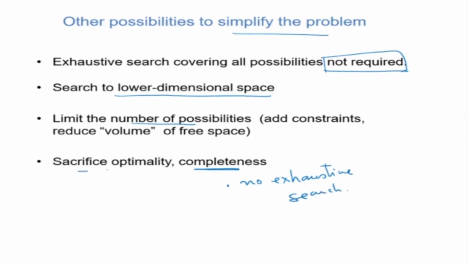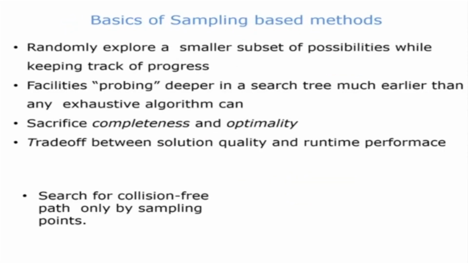The second is you may sacrifice optimality, in that your solution may not be optimal in the global sense. It could be locally optimal, but need not be globally optimal, because you are only looking at a finite set of solutions. But by doing this, you can simplify the problem. Now, what is the basic way by which we do this? We use the sampling based method, and as the name indicates, we randomly explore a small subset of possibilities while keeping track of progress.